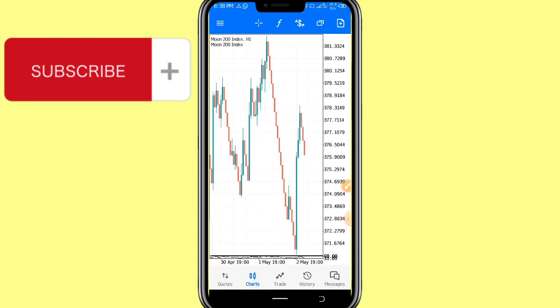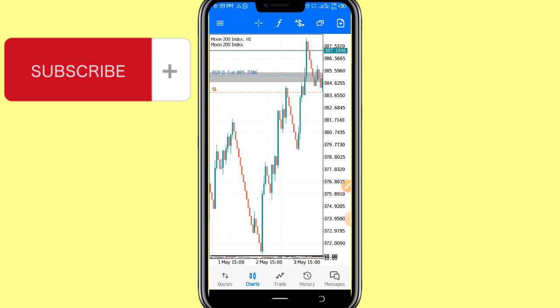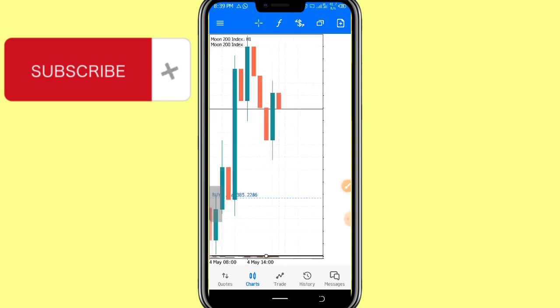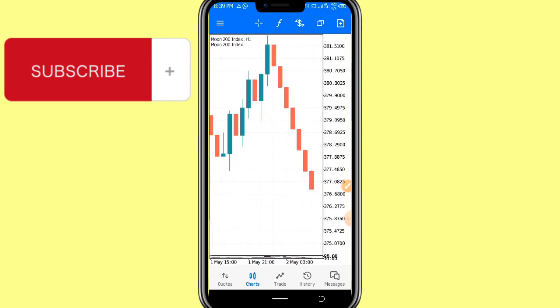So I think I'm able to show you the movement of these candles. You can see these small candles, they are selling. So all of a sudden there was a spike. You can see the spike here.